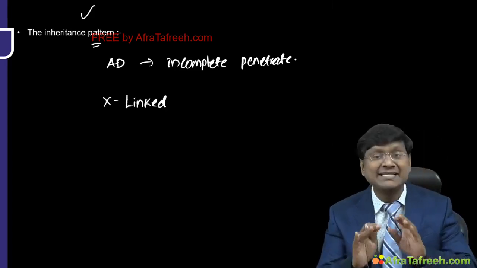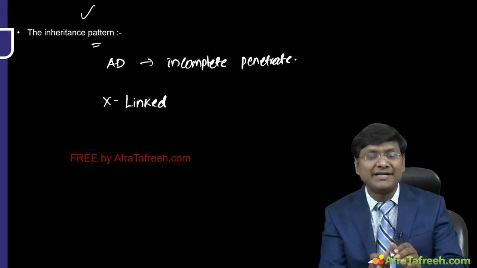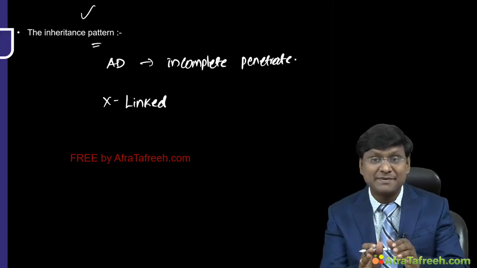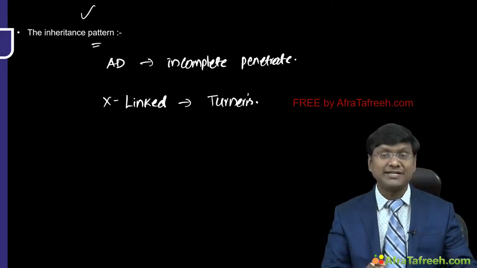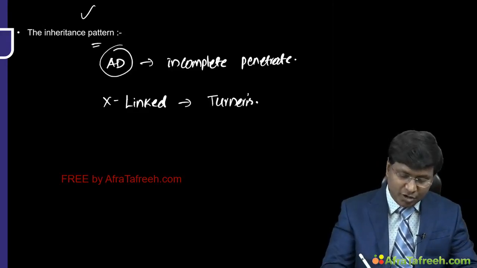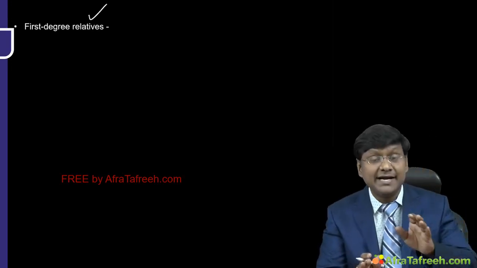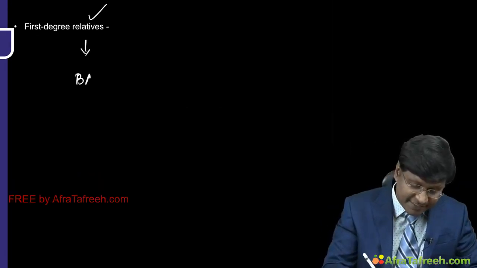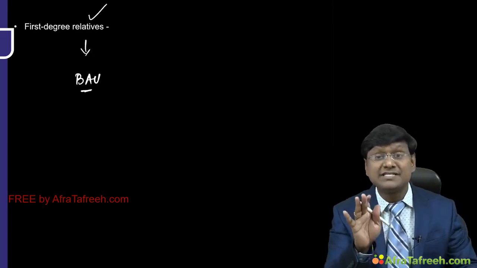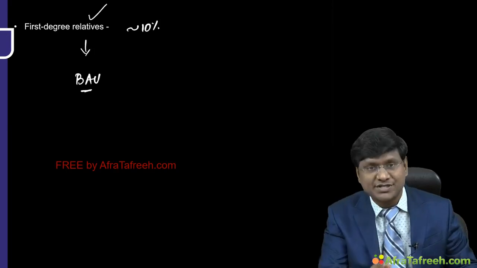The other way by which it can be inherited is as an X-linked component. This X-linked component is suggested by the prevalence of bicuspid aortic valve among patients with Turner syndrome. So there are two types of inheritance, autosomal dominant as well as X-linked. And the prevalence of bicuspid aortic valve among first degree relatives is nearly around 10%.